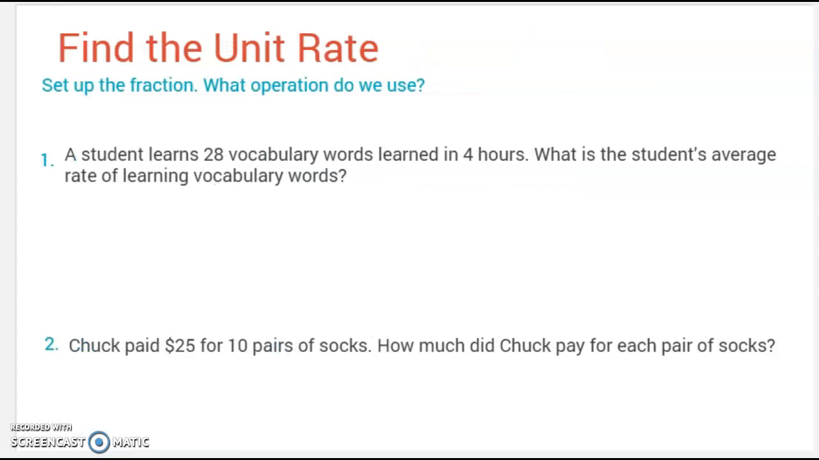Okay, slide number 7, you're setting up the fraction, and then you are answering what operation you're going to use, right? So if we set them up as a fraction, what operation should it be, right?